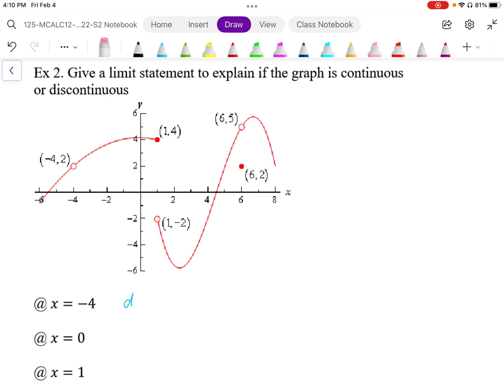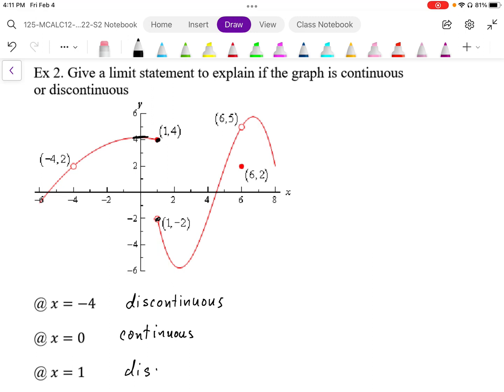Okay, so we're going to give a statement for the reason why, but we first have to make sure that we know that that's discontinuous. For x equals 0, it goes through 0, it's definitely continuous there, so we're going to say it's continuous, and we're going to have a slightly different argument for this. And at x equals 1, it jumps from here to here, so again, definitely discontinuous.